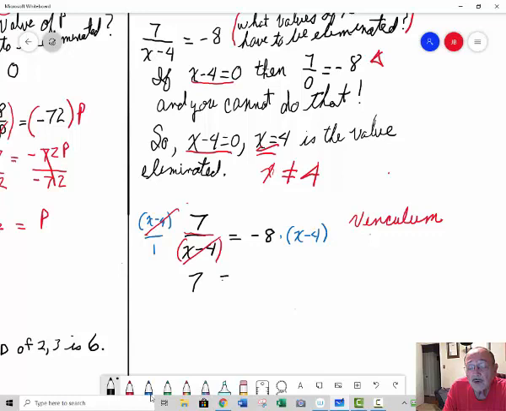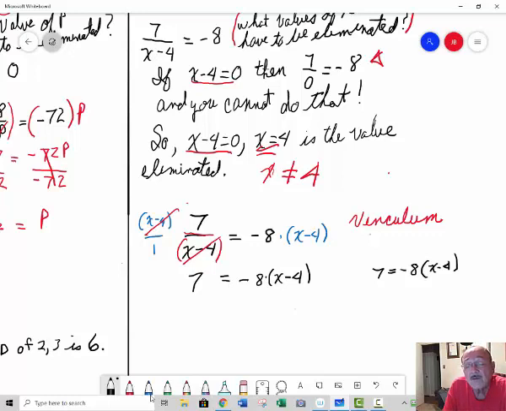Now, what do I have on the right side? Well, I've got minus 8 times x minus 4. I want to look at this in two different ways, so let me recopy it over here. 7 equals negative 8 times x minus 4. The first way is I want you to consider that this is a term right here. It's a multiplication problem. It's a term. It's no different than 8x or 3z or whatever.